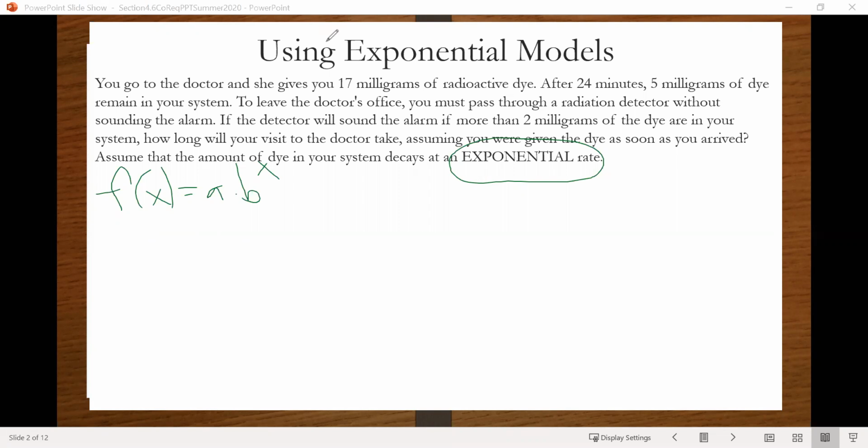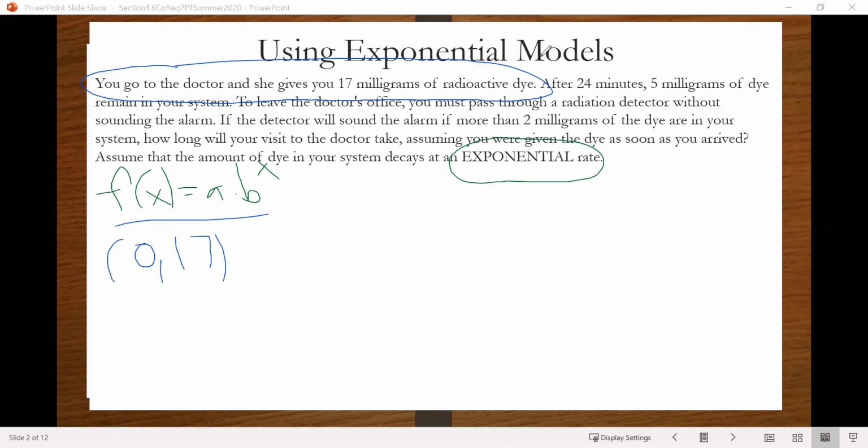Recall that we use this form, f of x equals a times b to the x, when we have 2 points we can work with. So let's see if we can come up with some points based on the information we're given here. First of all, we're told that when you go to the doctor, you get 17 milligrams of radioactive dye, and we're told to assume that happens as soon as you arrive. So how could we make a point from that? Well, I'm going to make that the point (0, 17).